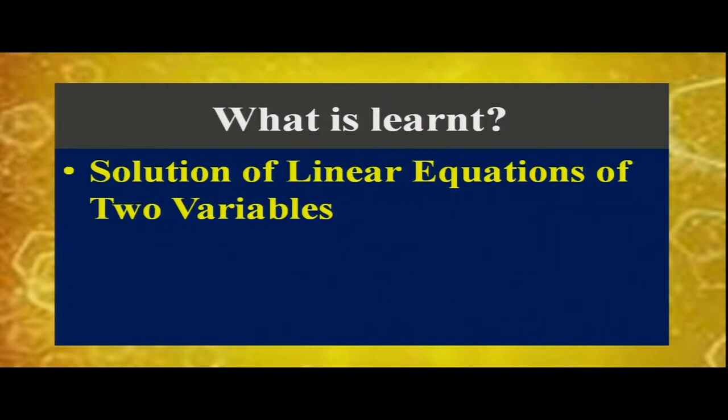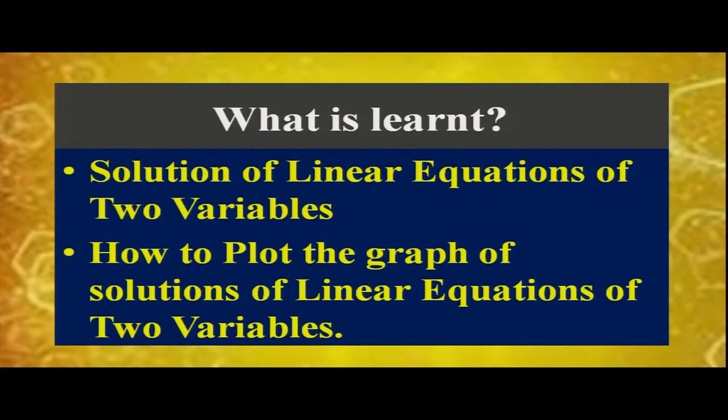We have learned the solution of linear equations in two variables. Here we studied that when we find the solution of a linear equation in two variables, we have infinitely many solutions. For a specific value of x, we can have a specific value of y, but for several values of x, we can have several values of y. So we can have infinitely many ordered pairs as solutions of a linear equation in two variables.